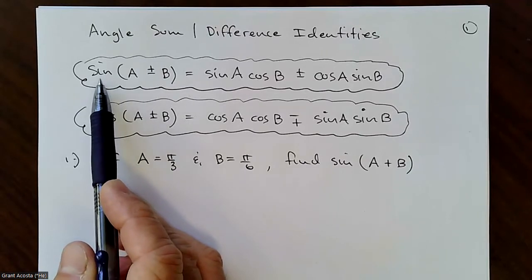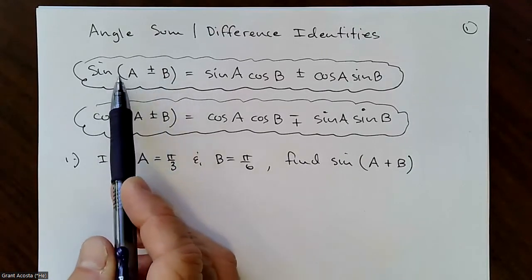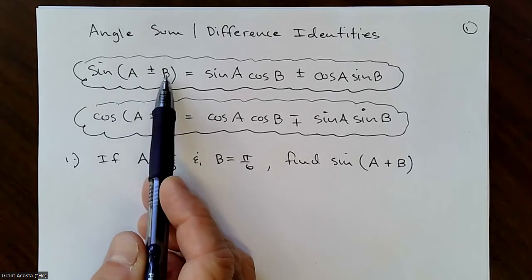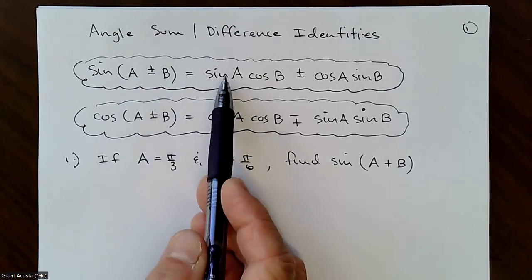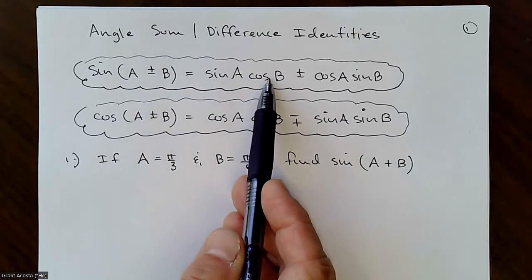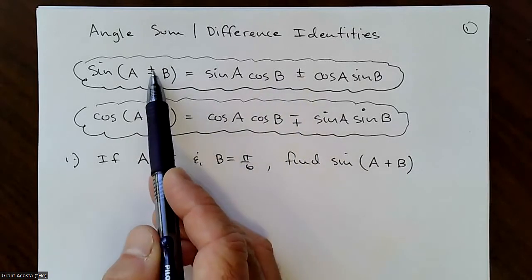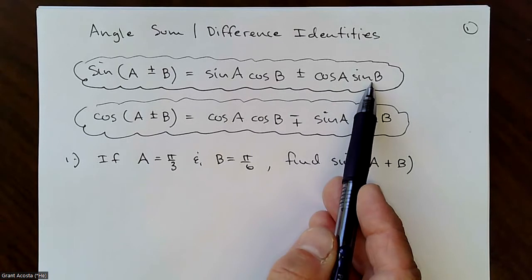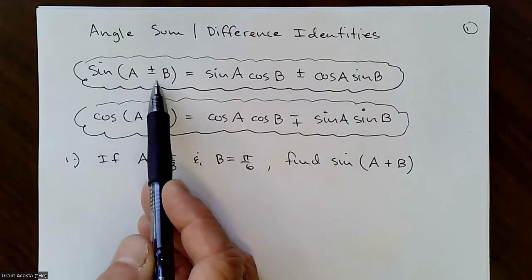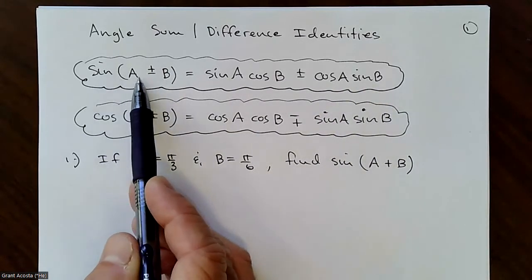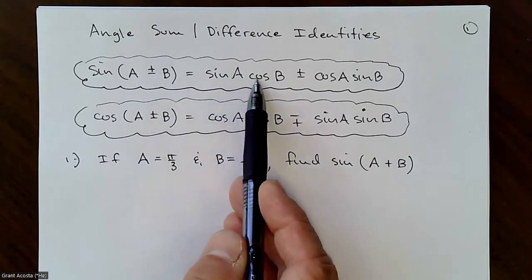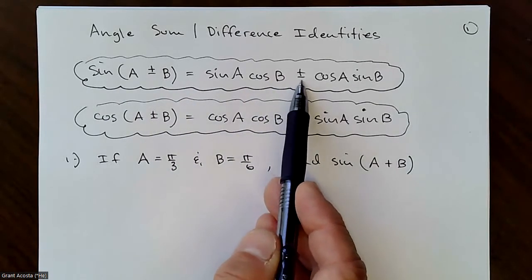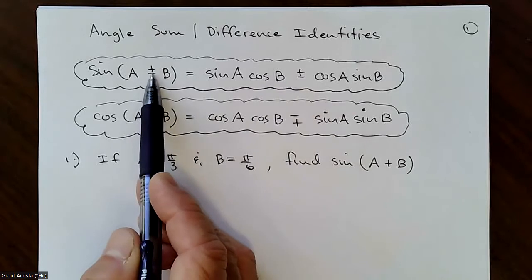Starting with the sine of A plus B, if I want to find the sine of the sum of 2 angles, it's going to be the sine of angle A, cosine of angle B, plus, because I use the top sign here, the cosine of angle A times the sine of B. If I wanted the difference of those 2 angles, the sine of A minus B, it's the same thing, but I'm going to use the minus sign since that's below.